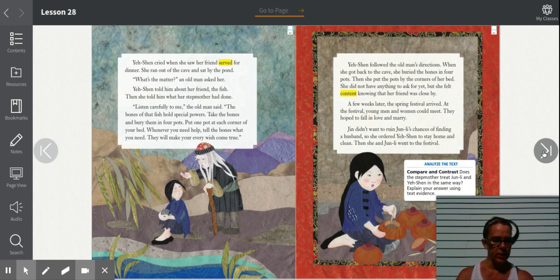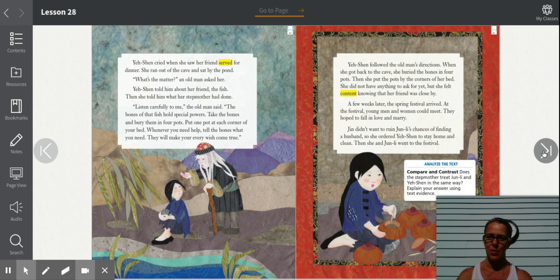Yeh-Shen followed the old man's directions. When she got back to the cave, she buried the bones in 4 pots. Then she put the pots by the corners of her bed. She did not have anything to ask for yet, but she felt content knowing that her friend was close by. A few weeks later, the spring festival arrived. At the festival, young men and women could meet. They hoped to fall in love and marry. Jin didn't want to ruin Jun Li's chances of finding a husband, so she ordered Yeh-Shen to stay home and clean. Then she and Jun Li went to the festival.